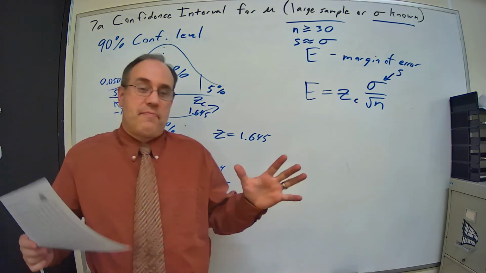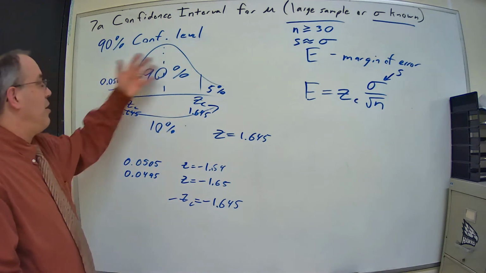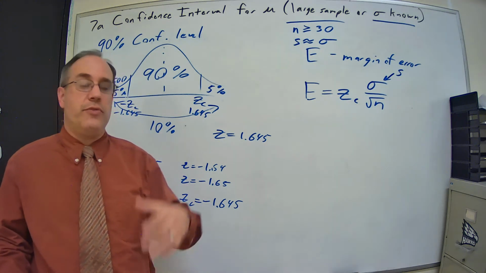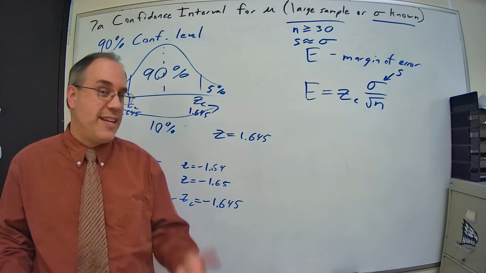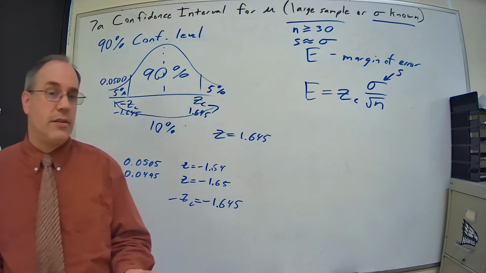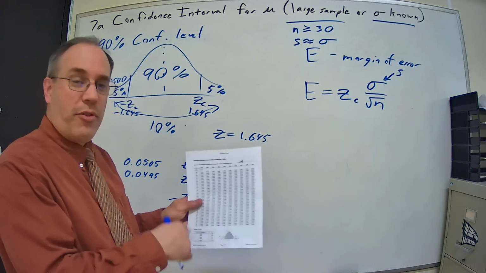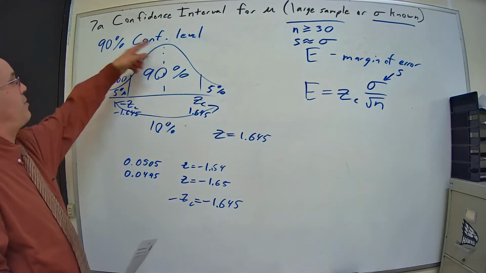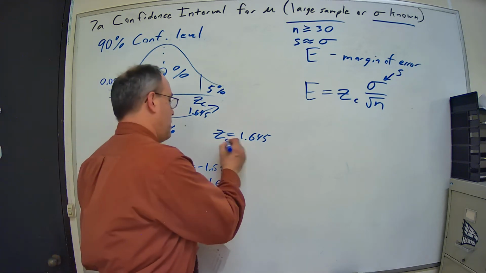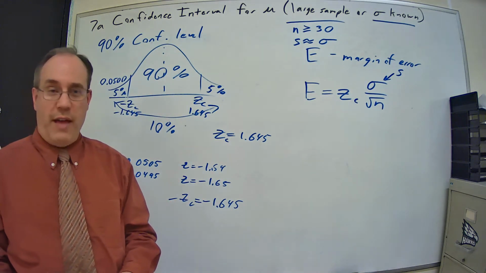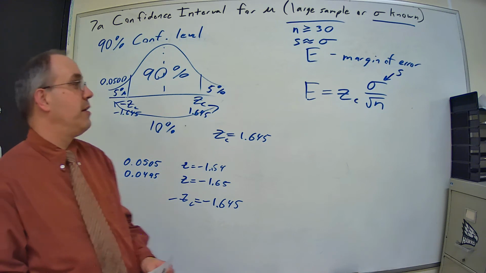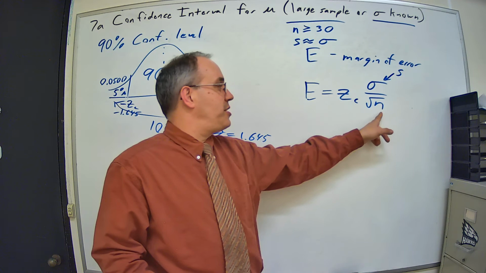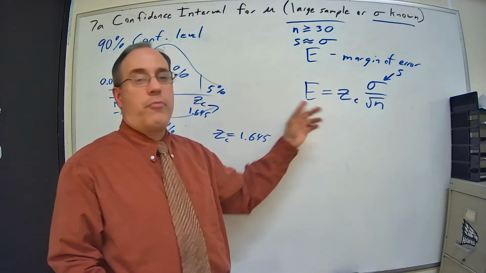So even though I used a reverse table lookup to get this, the standard confidence levels that we would use, 80%, 90%, 95%, 98%, 99%, there's that little table in the bottom left-hand corner that gives you the value. So with a 90% confidence level, z sub c is equal to 1.645. Once we have that, we can use the standard deviation and the sample size to find our margin of error.